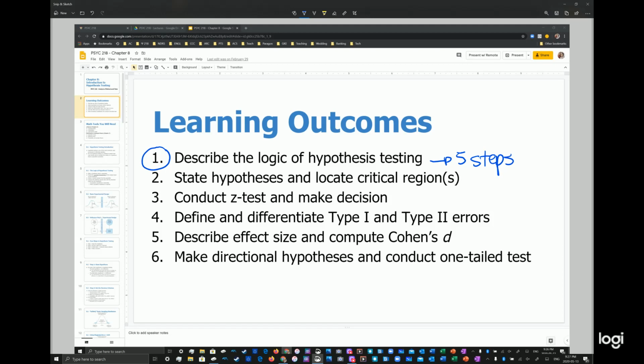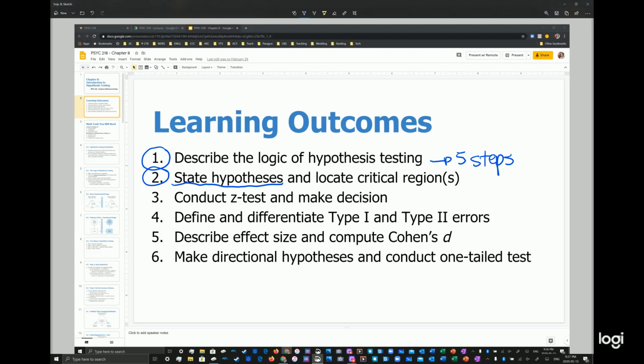And we'll go through those 5 steps, which also includes, as our second learning outcome, stating the hypothesis and locating the critical regions. Our first step is to actually say, well, if there is no difference, or if there is a difference. Both of these are hypotheses in themselves. So each of these is one hypothesis. If you say no difference, that's a null hypothesis. If you say yes difference, that's an alternative or research hypothesis.